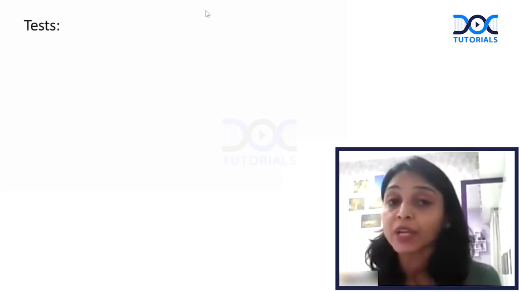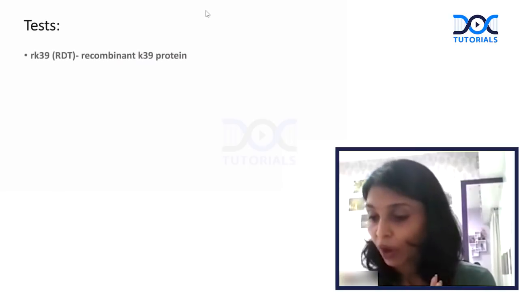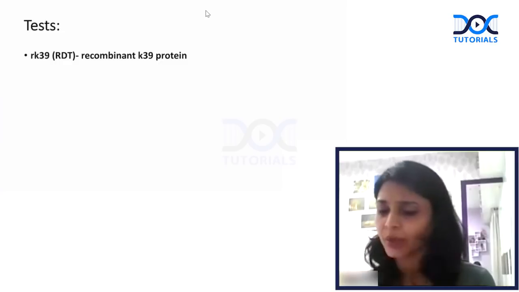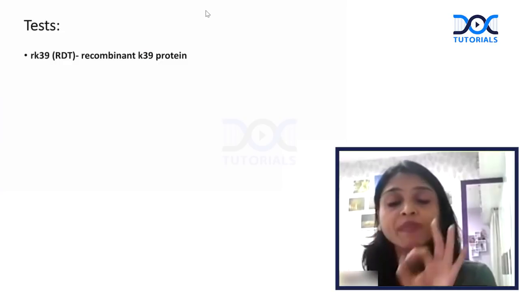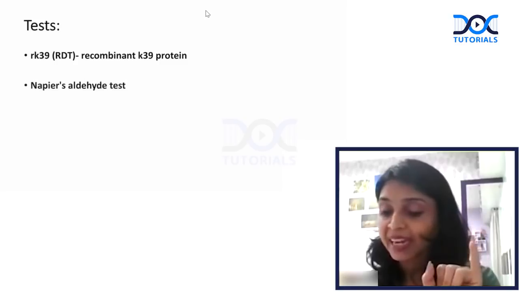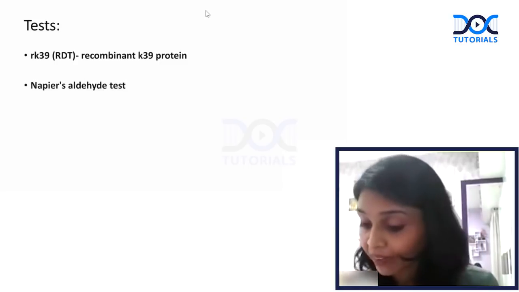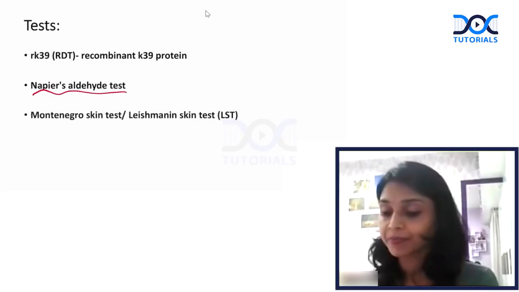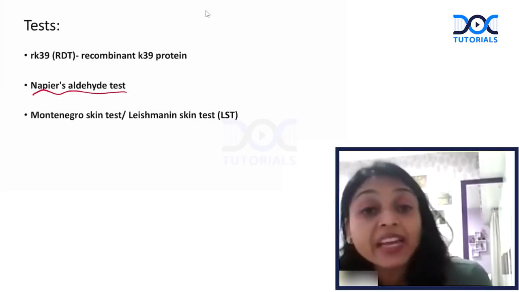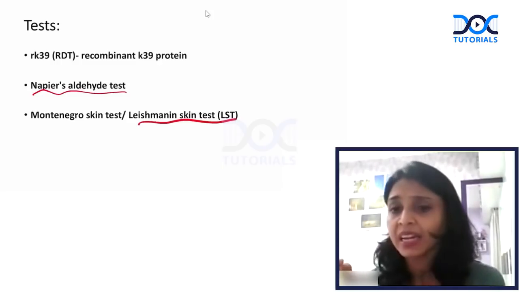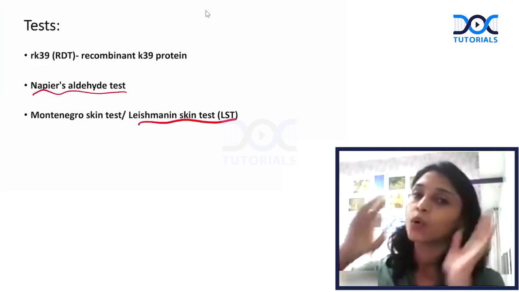Now the tests. I'm not going to tell you what these tests are, but there are 3 named tests. RK39, recombinant K39 protein, is a rapid diagnostic test kit, which will give you the result in just 5 minutes. When you see these names, always think about leishmaniasis. The second name is given in your PARK textbook, you can go back and refer: Napier's aldehyde test. And the third is the Montenegro skin test or leishmanin skin test. Whenever you see these names in the question, like RK39, don't think twice, go for leishmaniasis and answer.